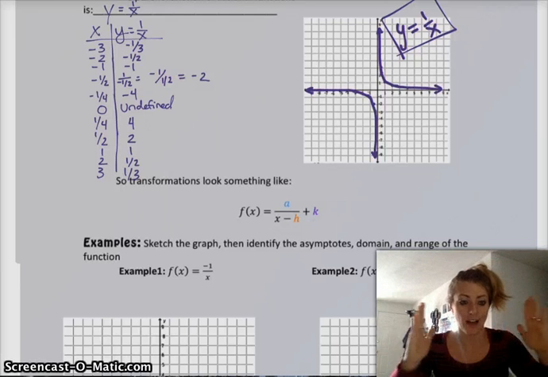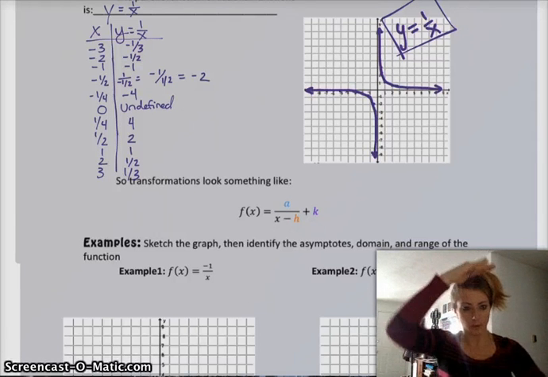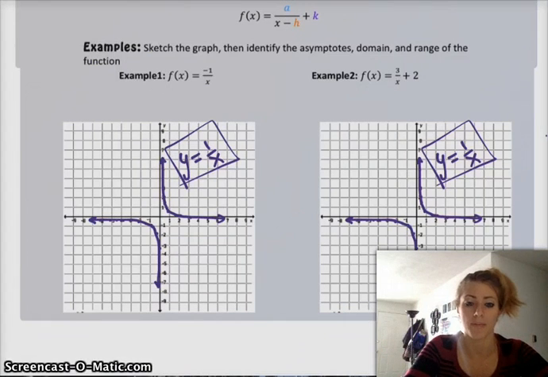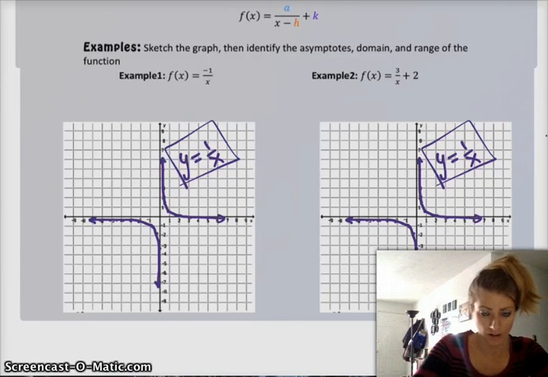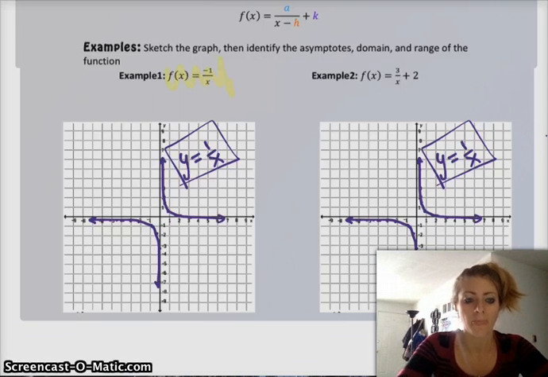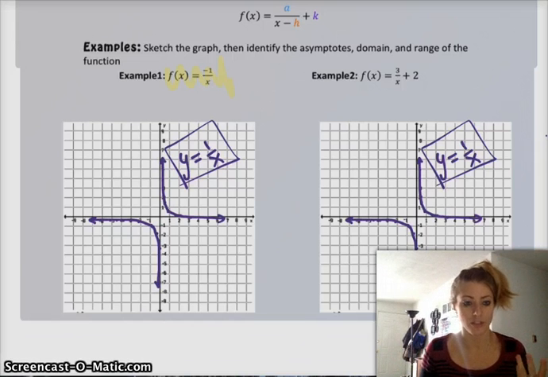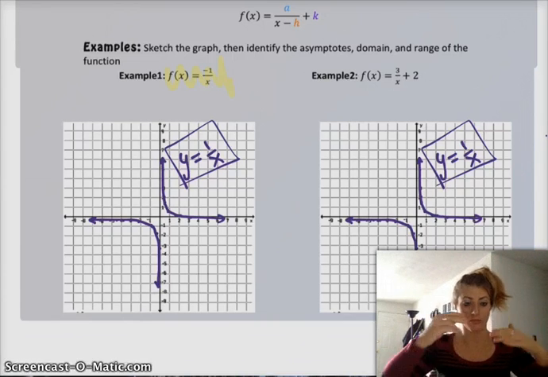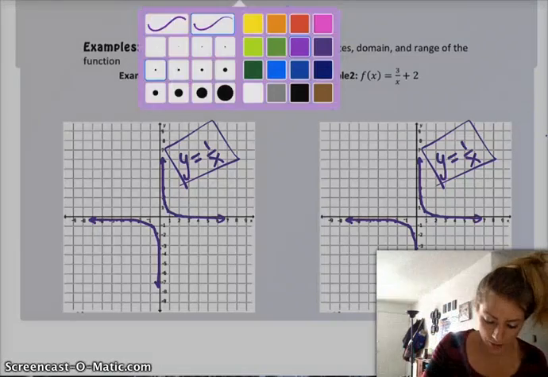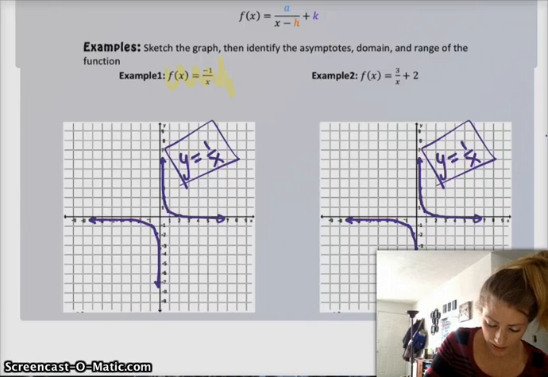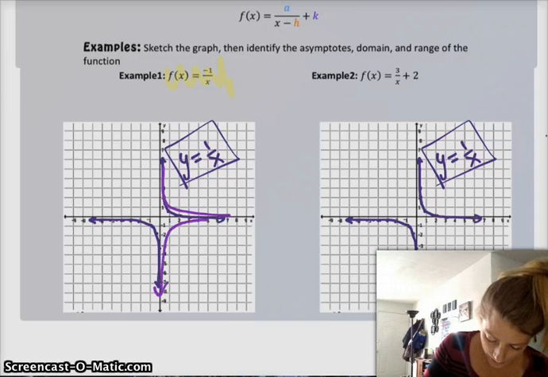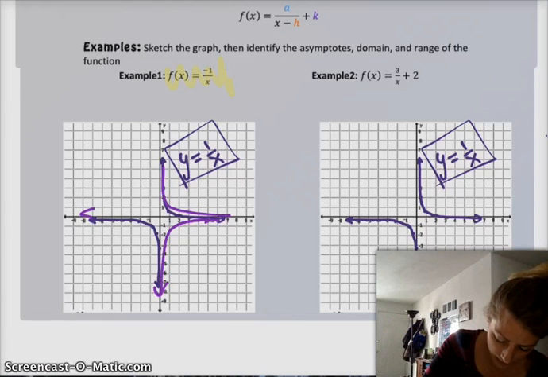Okay, horizontal, vertical. So what I just did is I copied and pasted my original parent function so that we can just take that and transform it to get our transformed functions for the next couple examples. So f of x is -1/x. The -1 is just a vertical flip. So if my previous function looked like this, and I'm reflecting it over the x-axis, my new function's going to look like that, and like that.